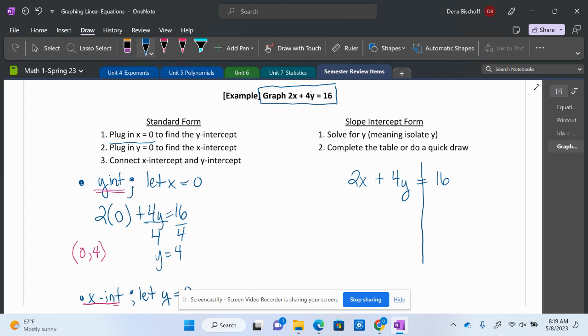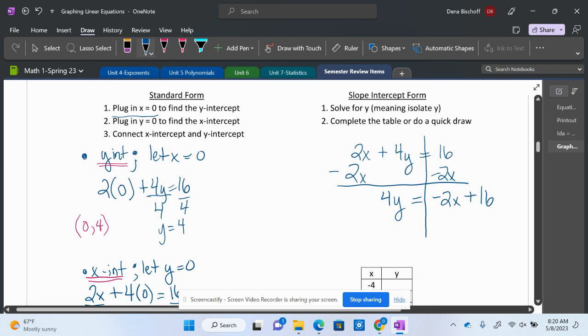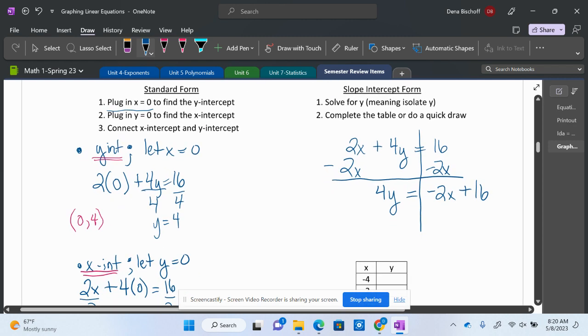So how do I do that, Logan? Yes, sir. Subtract 2x from both sides. So that gives me 4y equals negative 2x plus 16. Still trying to make it look like y equals, not 4y equals, just y equals.